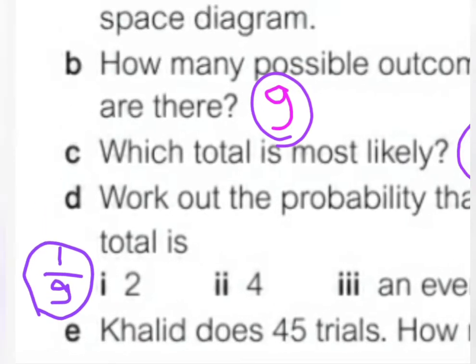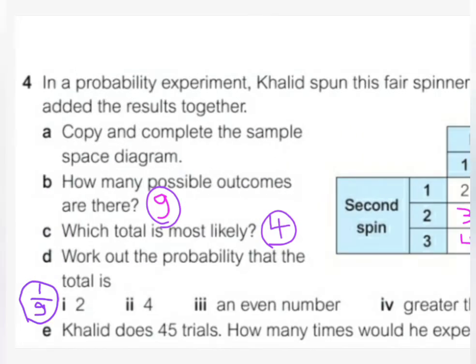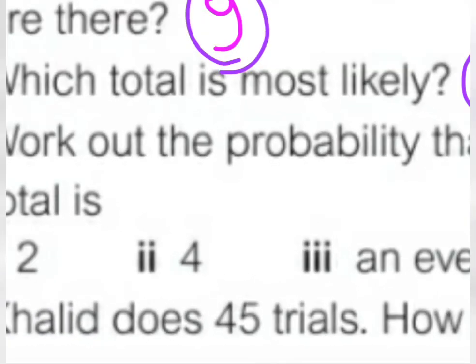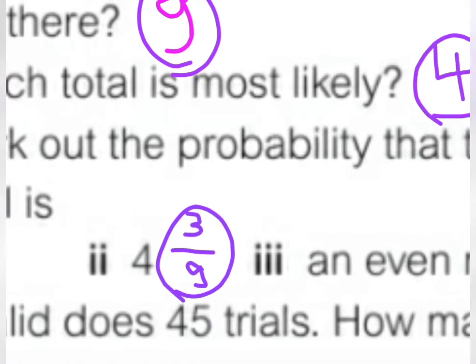And then the second one we have 4. How many times did it happen? Very good, 3 times. So 3 out of 9. Very good, 3 out of 9. Let's write it here. Good. So the probability of the outcome 4 happening is 3 out of 9. Good. Now let's move on.